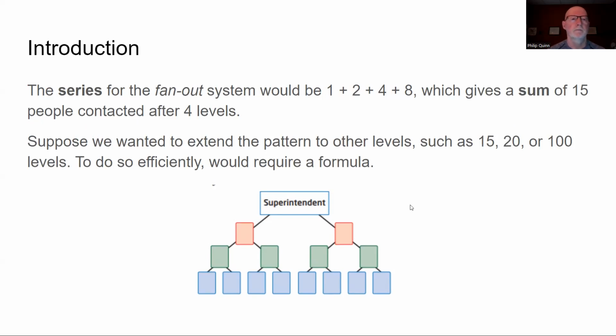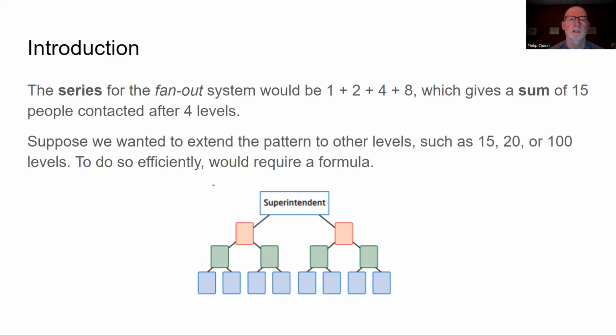The series for a fan-out system would be written like this. 1, so 1 for the first superintendent, who makes 2 calls. So 1 plus 2, and then plus 4, then plus 8, and so on, which gives a sum of 15 people contacted after 4 levels. Series relates to the word sum. We're adding terms in a geometric sequence, which gives us the series.